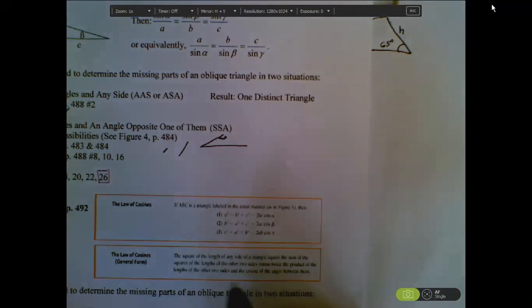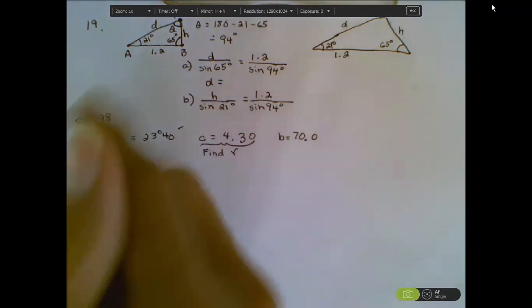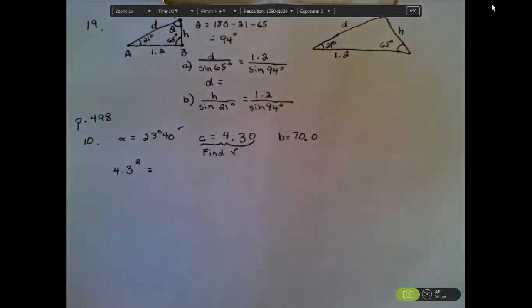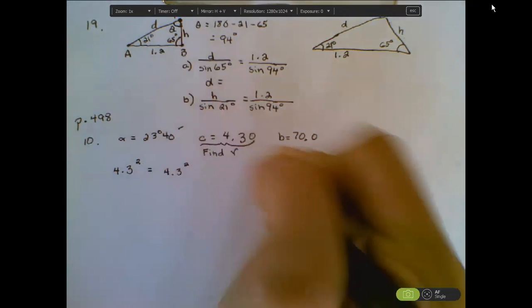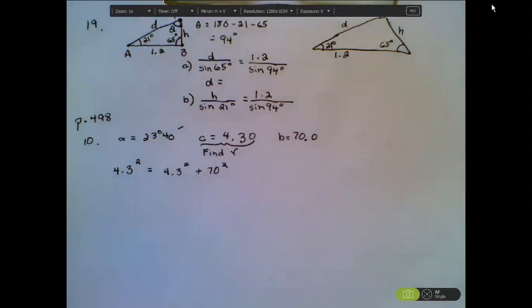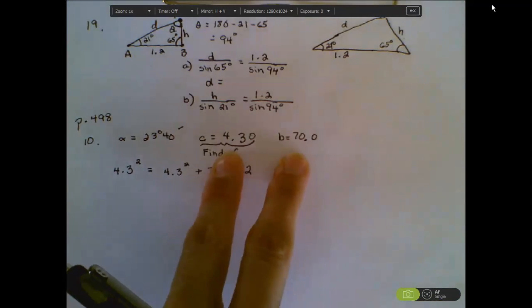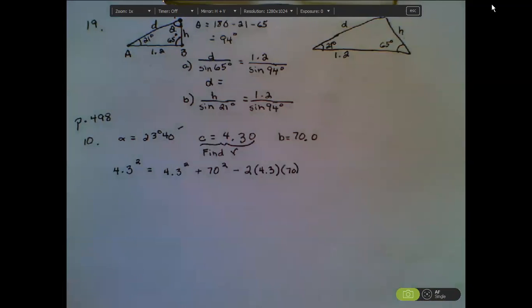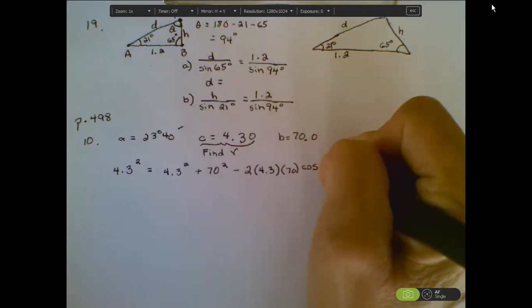So I'm about to say all these words to myself. Because I'm looking for gamma, I'm going to start with the side opposite gamma squared equals the sum of the square of the other two sides. 4.3 squared plus 70 squared minus twice the product of the other two sides cosine of the angle between them.